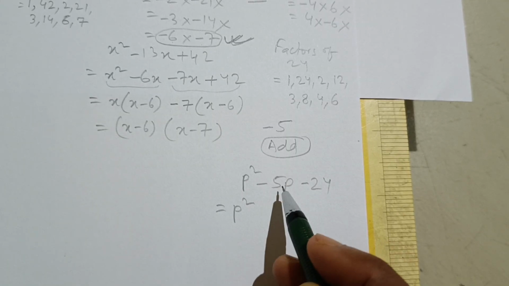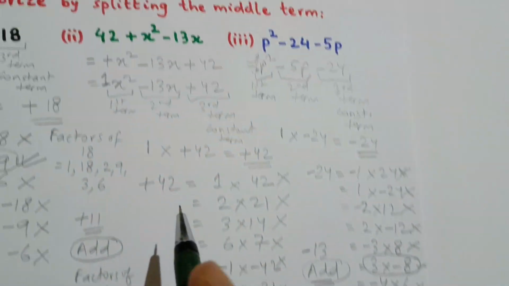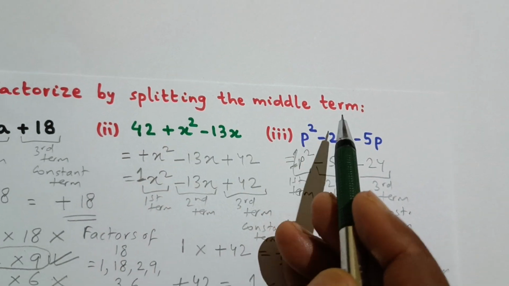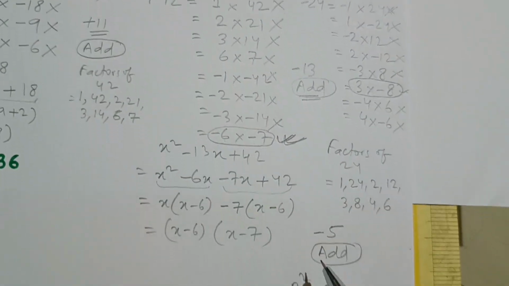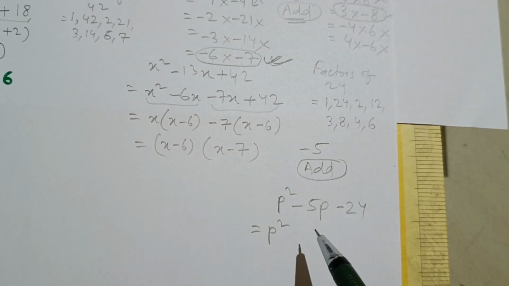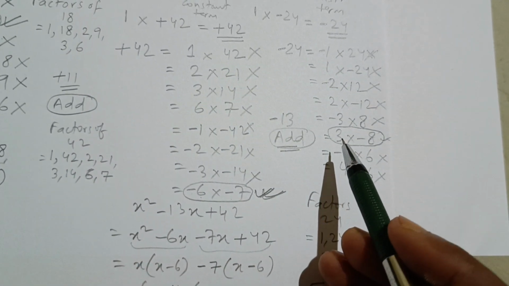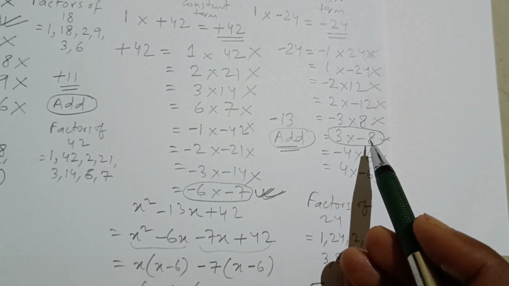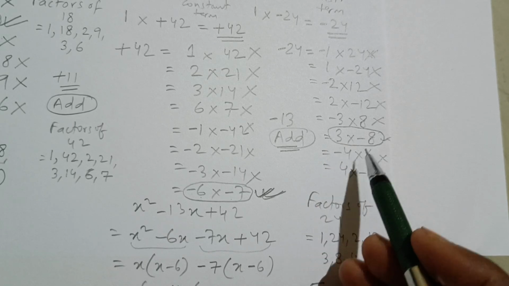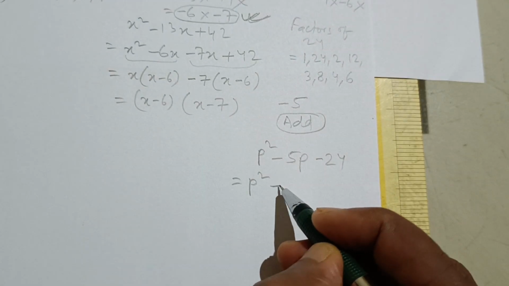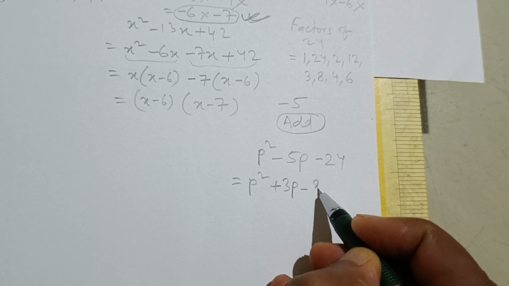Minus 5p is the second term, or you can say the middle term. So now I am going to split the middle term. Minus 5p I am going to split. How am I going to split? So 3 and minus 8. So plus 3p minus 8p.